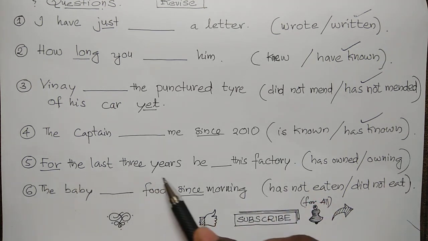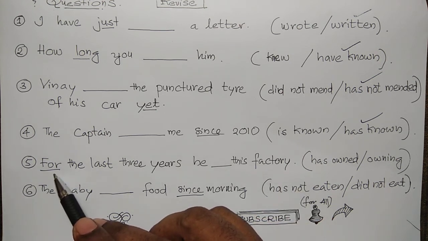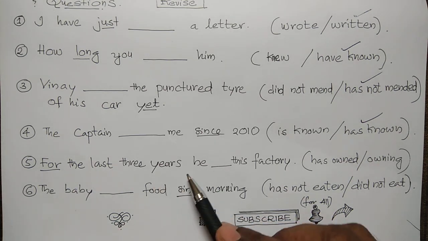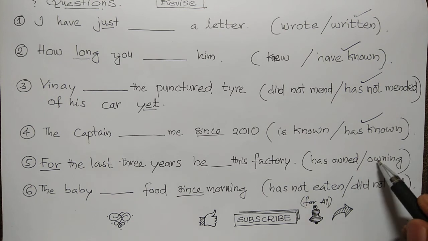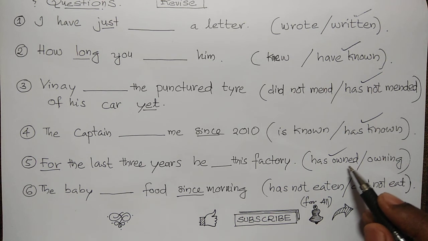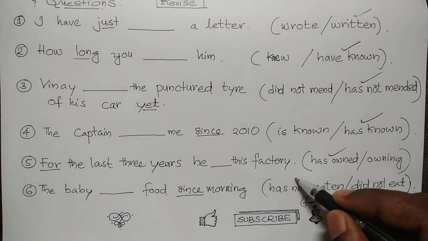Fifth one, for the last 3 years, he dash this factory. Again, the time expression for. So use present perfect. For the last 3 years, he has owned, or owning. Has owned is the right one. Has plus V3 form of own. Sixth one, the baby dash food since morning. Has not eaten, or did not eat. Since morning, time expression. So we use has not eaten. The baby has not eaten food since morning.